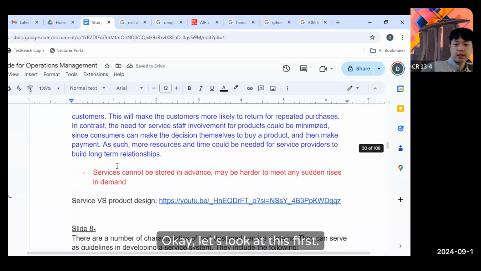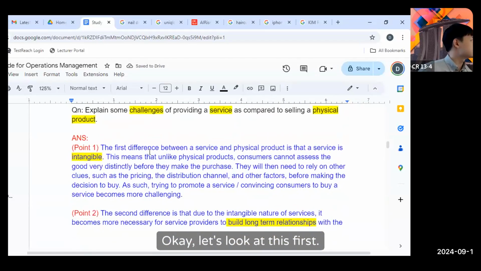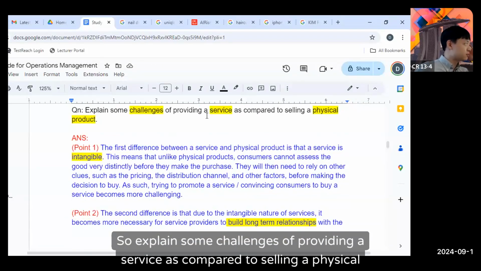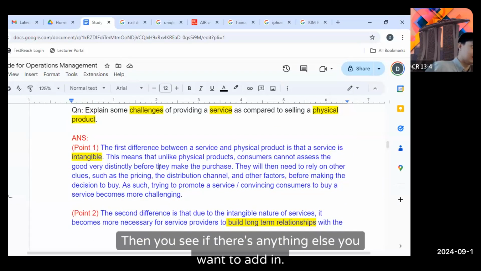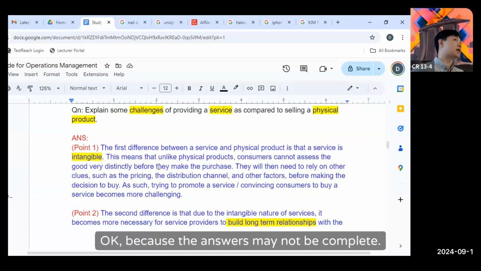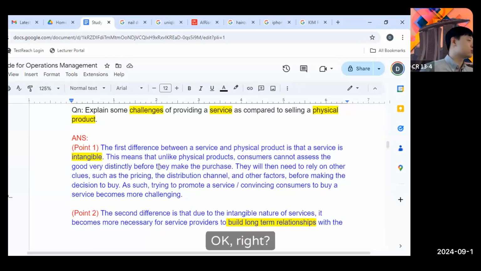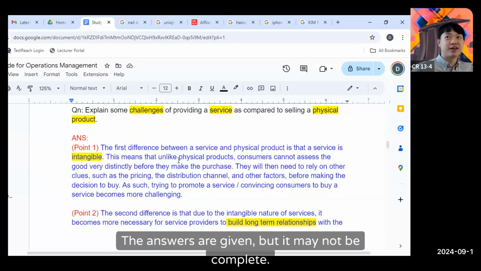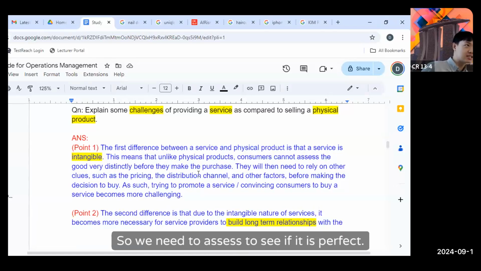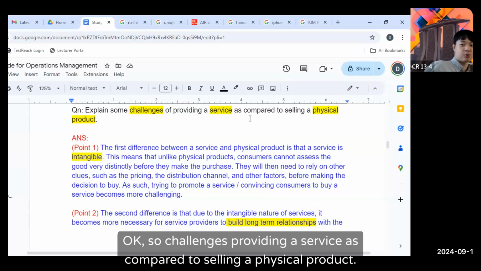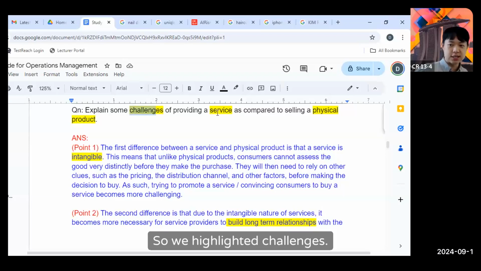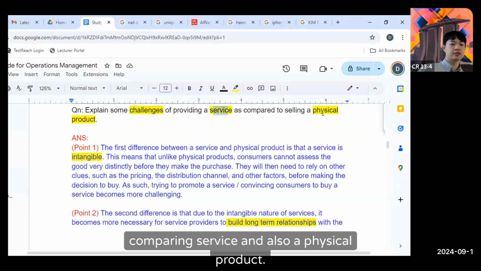Let's look at this first: explain some challenges of providing a service as compared to selling a physical product. We look at this, then you see if there's anything else you want to add in, because the answers may not be complete. So not so easy. The answers are given, but they may not be complete, so we need to assess to see if it is perfect. Otherwise, we need to add something. So we highlighted challenges, comparing service and also a physical product.